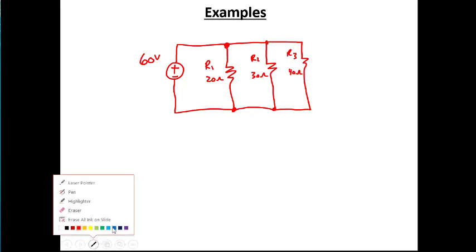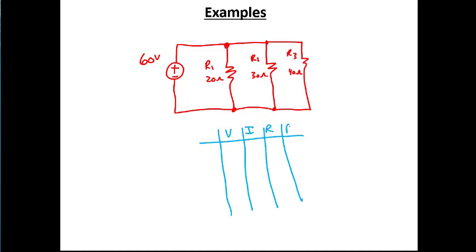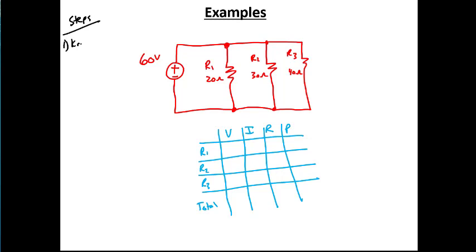Okay, so we'll start off making a table. So here is our table: voltage, current, resistance, power. And then we have R1, R2, R3, and total. Okay, so let's start off with our steps again. So here's our steps. Step 1, the knowns. So we know that this is 60. We know we have 20, 30, and 40 for our resistance.